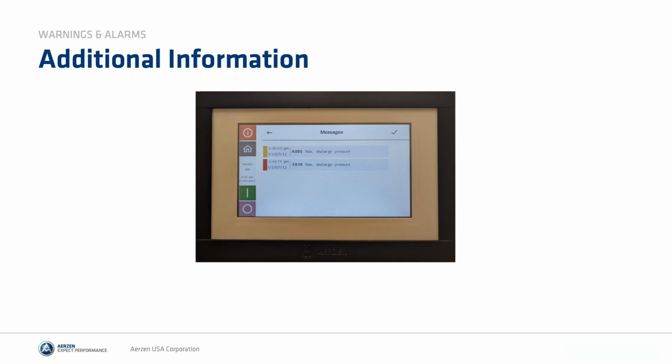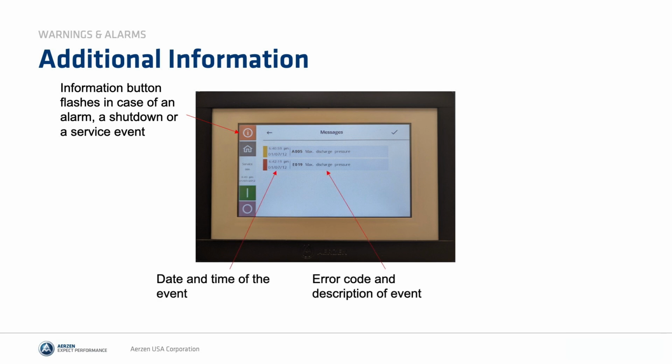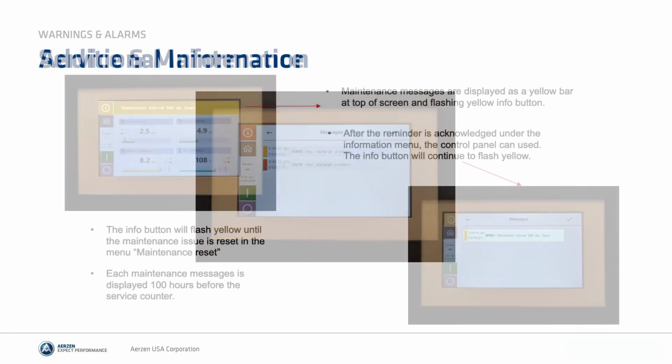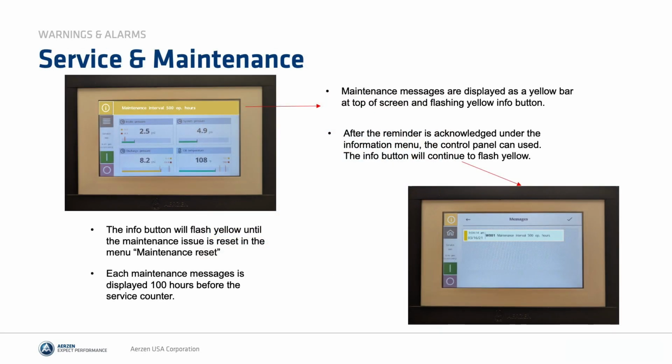In the case of an alarm, a shutdown, or a service event, the Information button will flash, and a date, time, and description of the event will be available. You can simply press the check mark to acknowledge the message. Maintenance messages are displayed in yellow at the top of the screen. Each maintenance message is displayed 100 hours before the service counter.